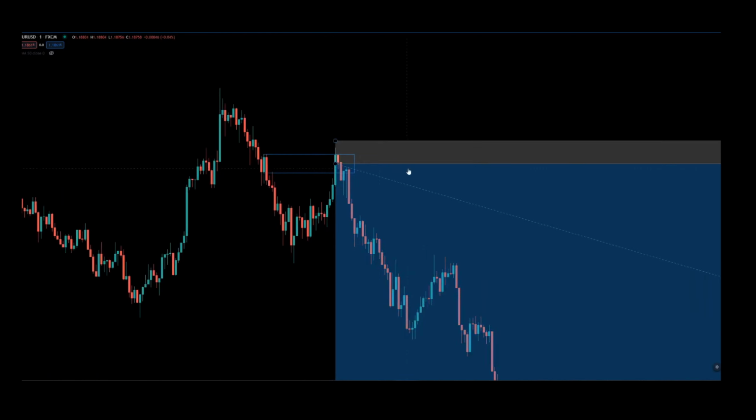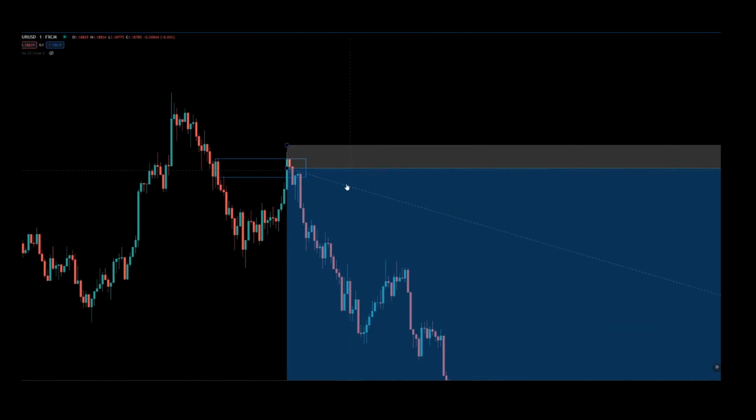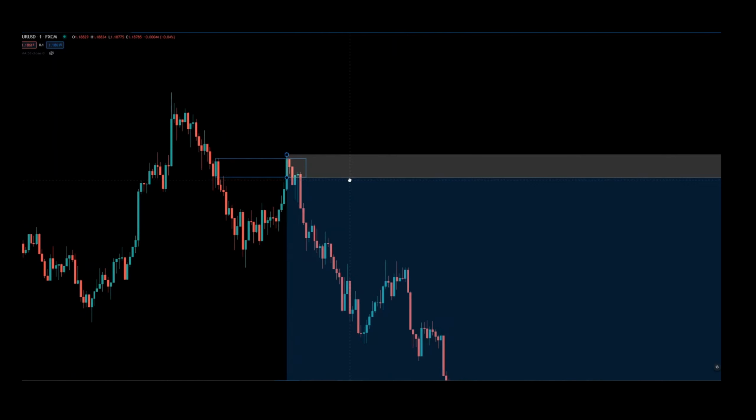But what we can see again, like I had mentioned, entering at the 50% from a consistency standpoint, but also could have entered at the base.